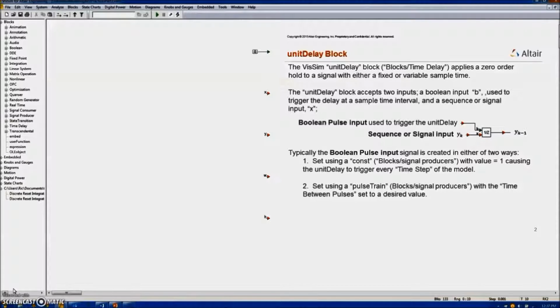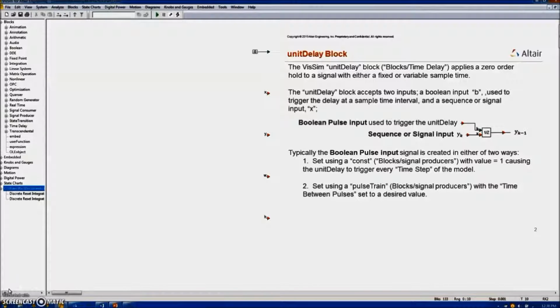The VisSim unit delay block, available under Blocks, Time Delay, applies a zero-order hold to a signal. The unit delay accepts two inputs, a Boolean labeled B and a signal labeled X. The Boolean pulse input signal can be created in either of two ways.